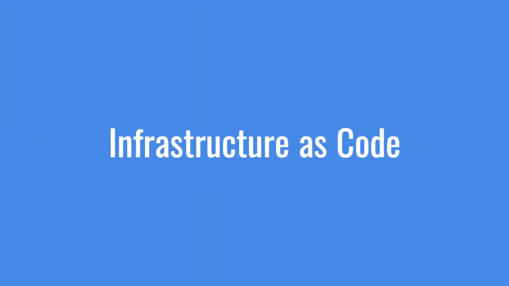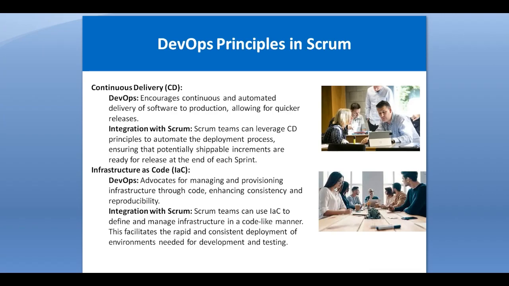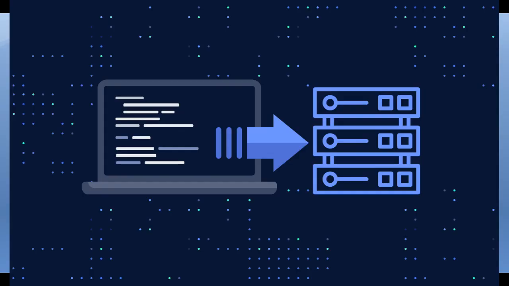Then infrastructure as code, or IaC. Basically, DevOps advocates for managing and provisioning infrastructure through code, enhancing consistency and reproducibility. That means the Scrum team can use infrastructure as code to define and manage infrastructure in a code-like manner. This facilitates the rapid and consistent deployment of environments needed for development and testing as well.